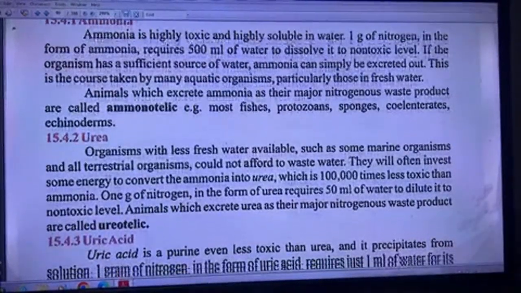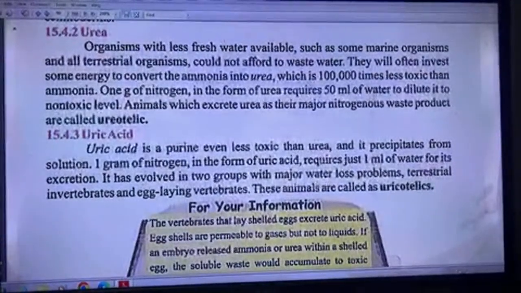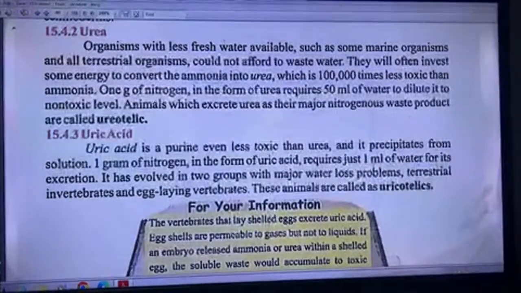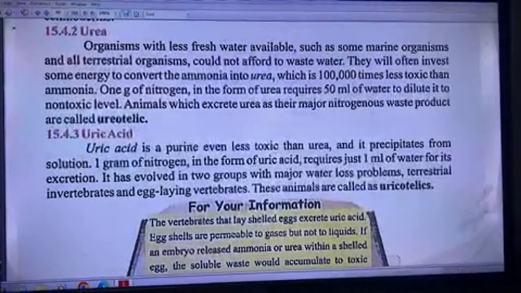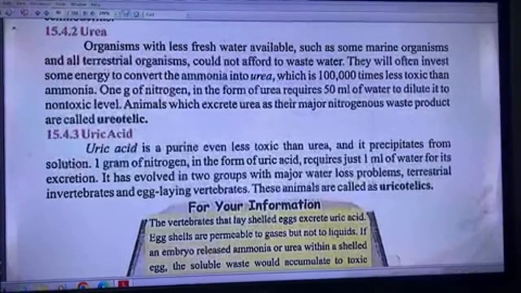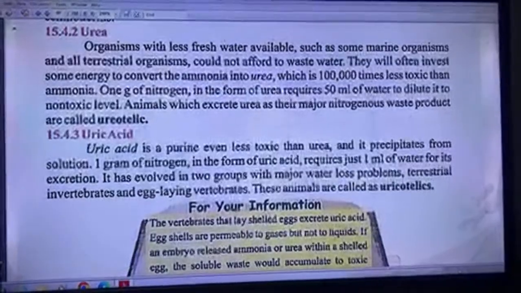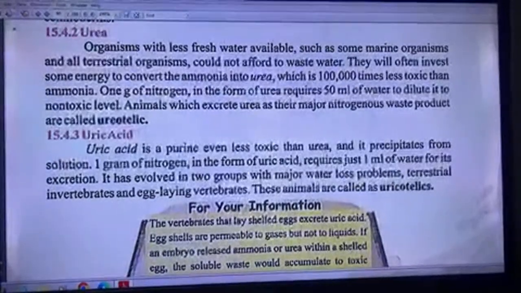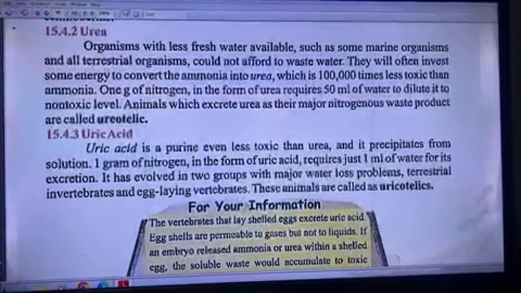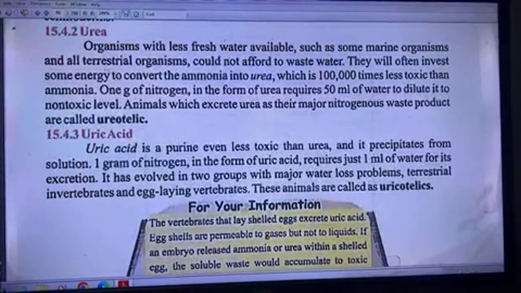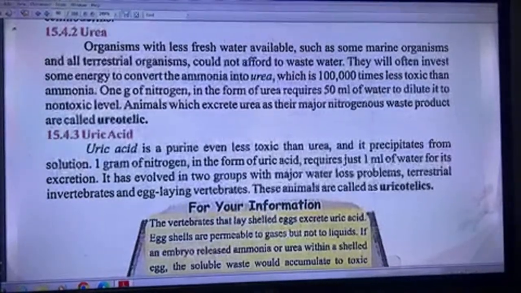Urea. Organisms with less fresh water available, such as marine organisms and terrestrial organisms, cannot afford to waste water. They will often invest some energy to convert the ammonia into urea, which is 100,000 times less toxic than ammonia. 1 gram of nitrogen in the form of urea requires 50 ml of water to dilute it to a non-toxic level. Animals which excrete urea as their major nitrogenous waste product are called ureotelic.